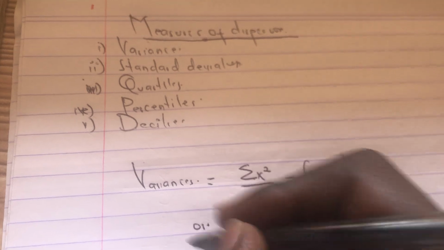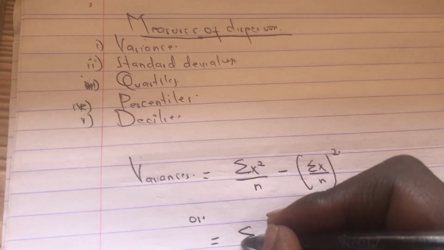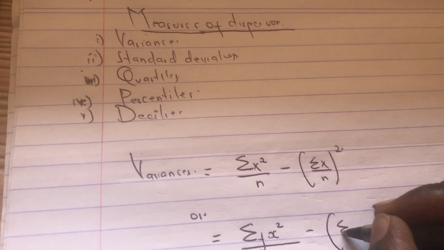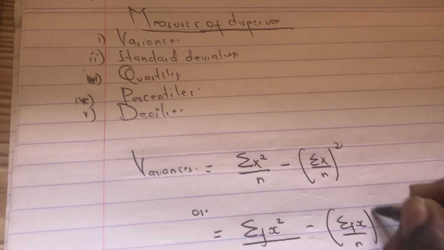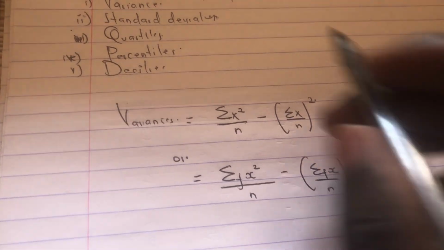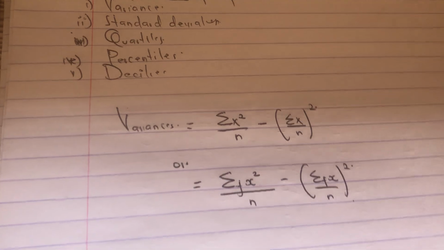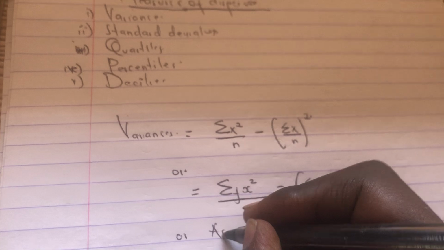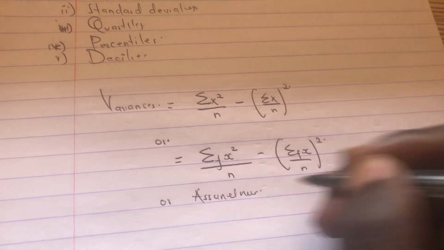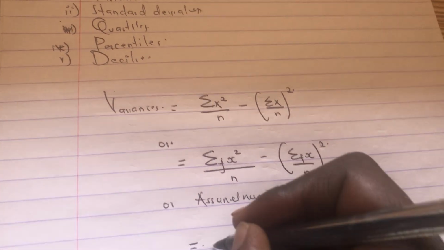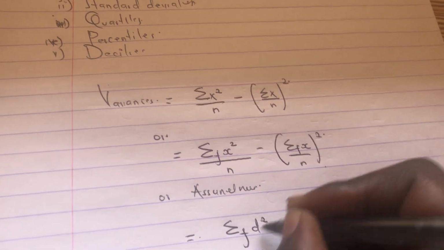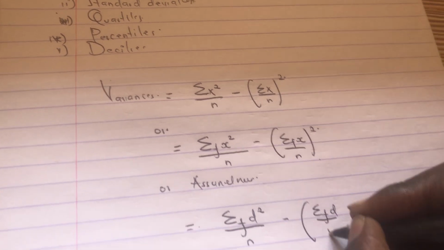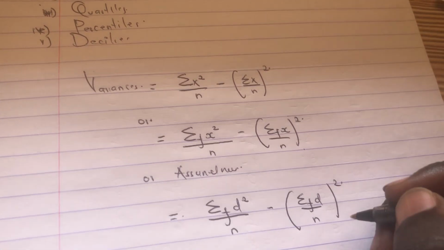Or in case there is frequency, the formula will actually be summation of f x squared over n minus summation of fx over n, squared. Are we together? So this is actually how they find it. And in case now we have the assumed mean, our variance becomes summation of f d squared over n minus summation of fd over n, squared. Are we together?